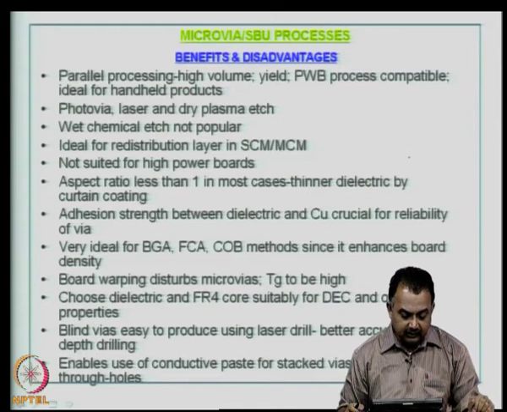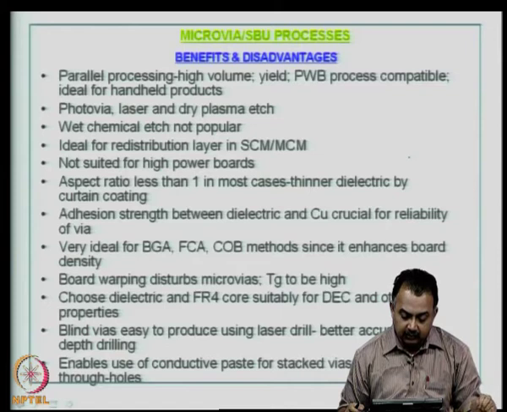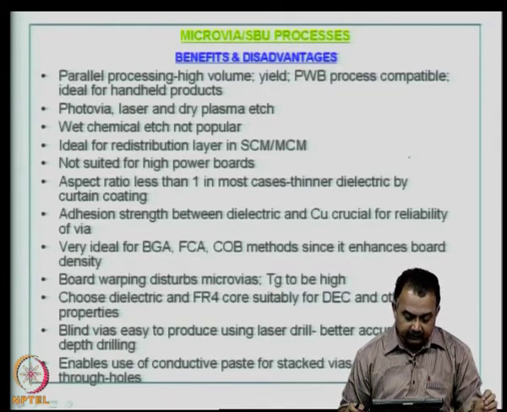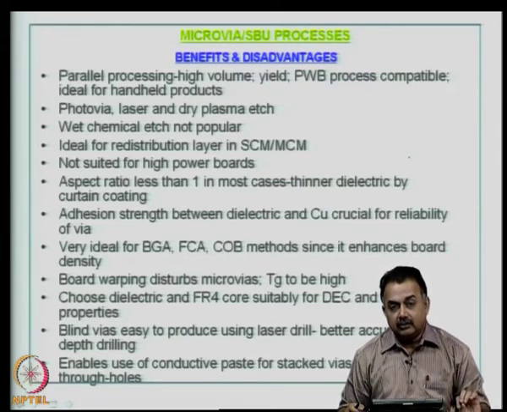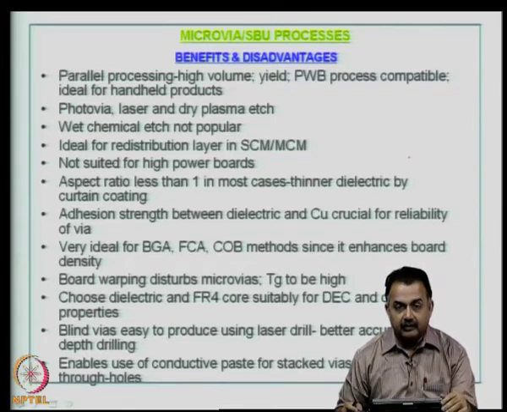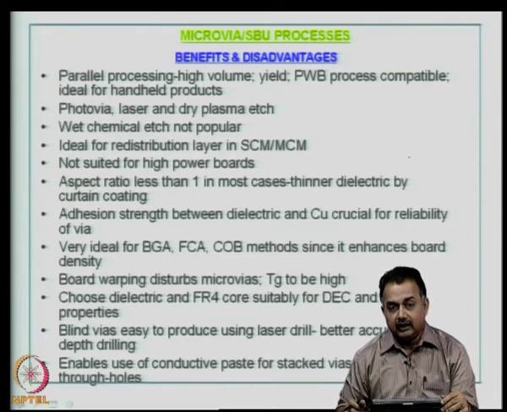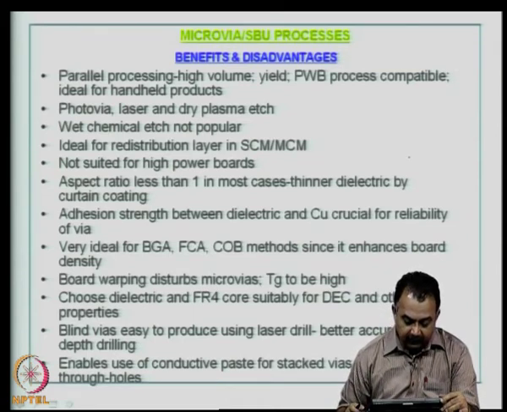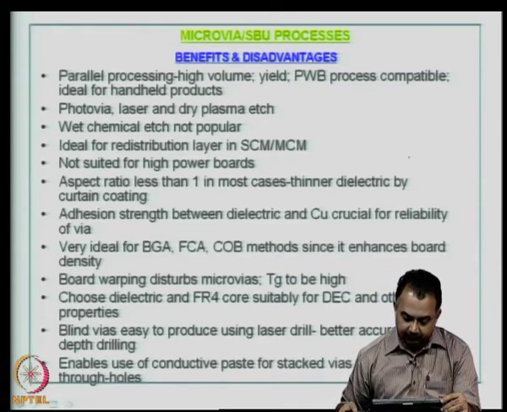Microvia and SBU process is very ideal for BGA, flip chip attachment, chip on board methods, since it enhances the board density. Board warping disturbs the microvias, therefore, try to use dielectric materials and substrates where the TG is high enough. So, if there is a warpage on microvia boards, this is going to disturb the microvia and disturb the adhesion between the dielectric and the copper. Choose dielectric and FR4 core suitably for dielectric constants and other properties that your design demands.